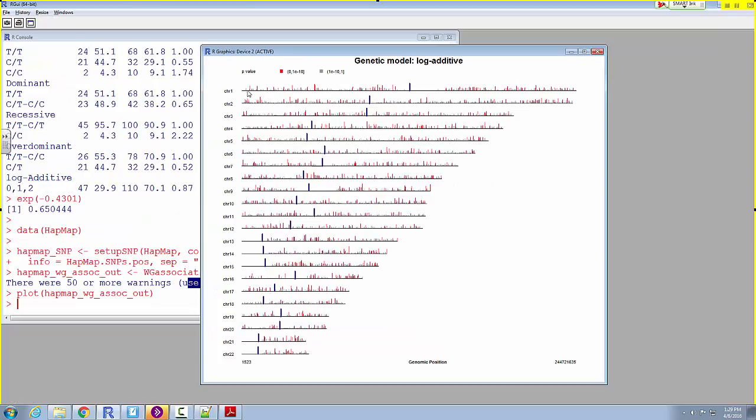Gray has been coded as p-values that were deemed to be not small, from 1e-10 up to 1. So gray is small minus log p-values, red is big, or conversely, red is small p-values. So arbitrarily, by default, the WG association function has said, we're going to look for p-values that are smaller than 9 zeros in front of a 1. Tiny. Those are shown in red.